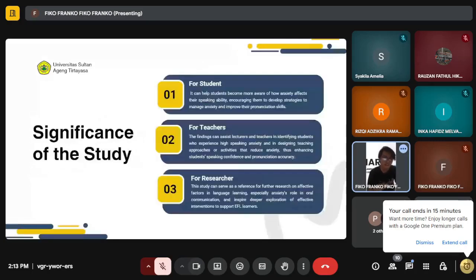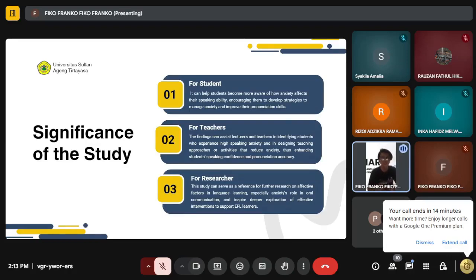And next is the significance of the study. It can help the students become more aware of how anxiety affects their speaking ability. So I hope this paper can encourage them to develop strategies to manage anxiety and improve their pronunciation skills.